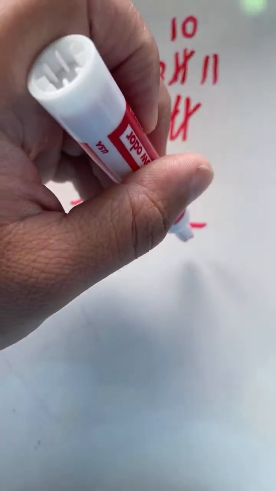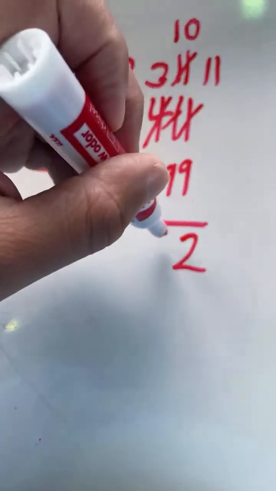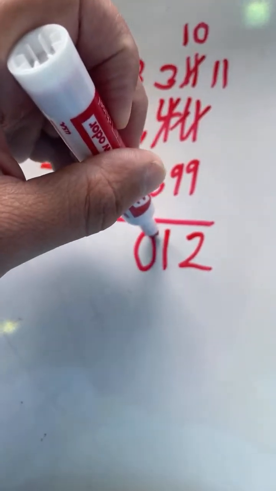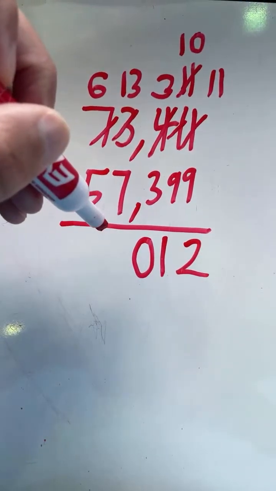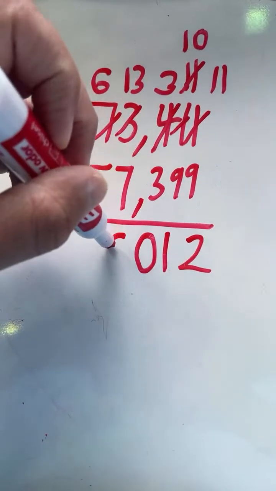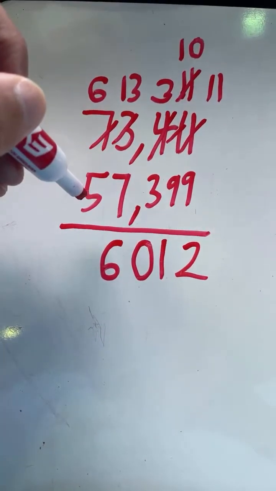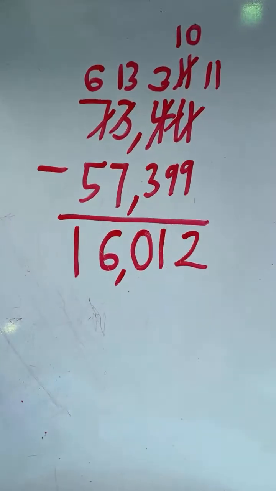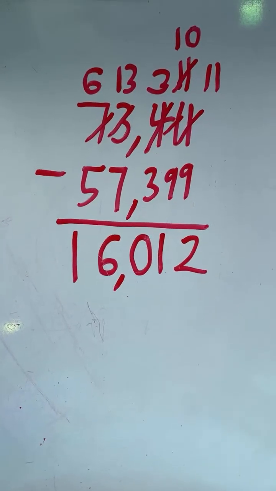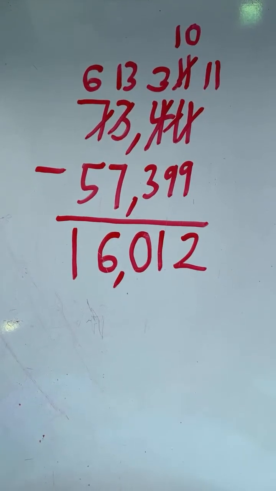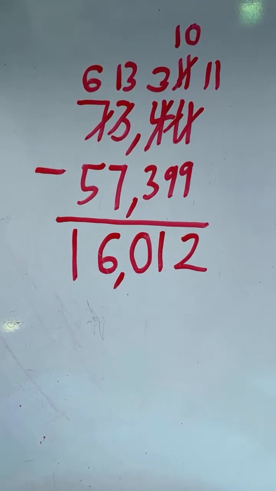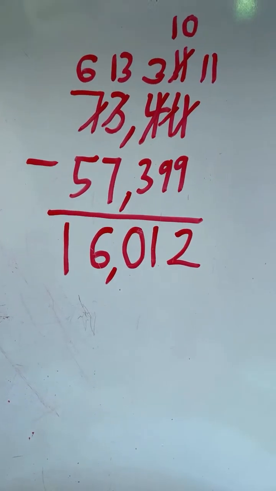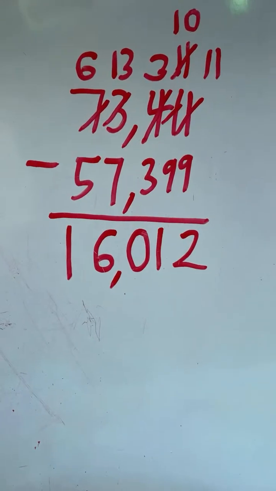11 minus 9 equals 2. 10 minus 9 equals 1. 3 minus 3 equals 0. 13 minus 7 equals 6. 6 minus 5 equals 1. And we have our final answer, 73,411 minus 57,399 equals 16,012. All right, moving on to example number 4.